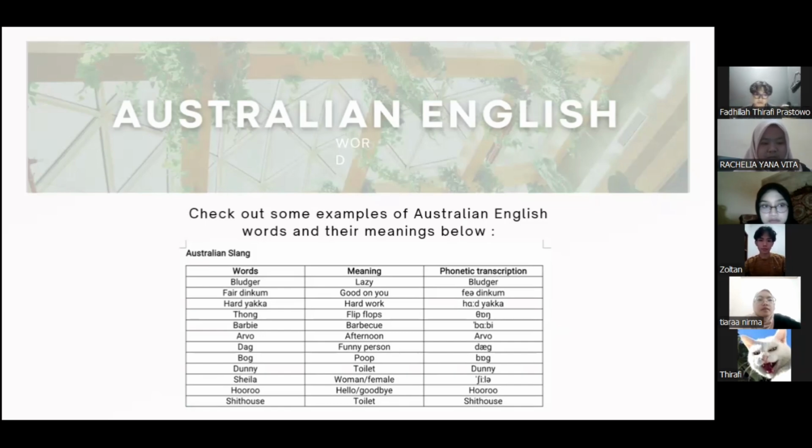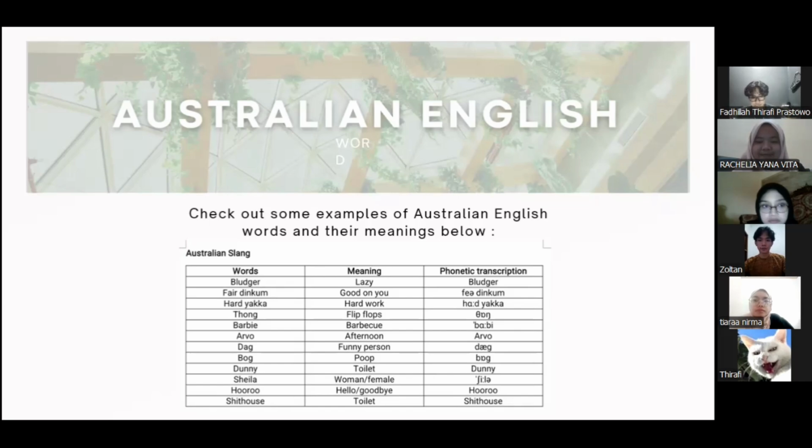So there is Australian slang. The first word is bludger. The meaning of it is lazy, and the phonetic transcription is still the same, like bludger. And then the next one is fair dinkum. Fair dinkum means good on you. It's spelled, there's a phonetic transcription, and then the word hard yakka. It's like hard yakka. It means hard work, and then there is thong. It means flip-flops or sandals.